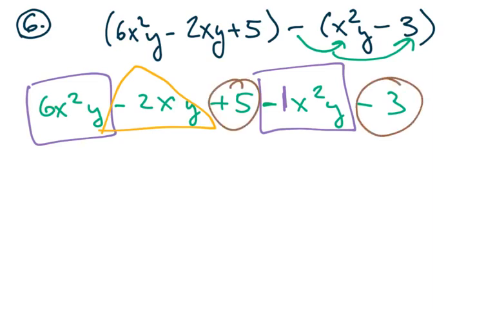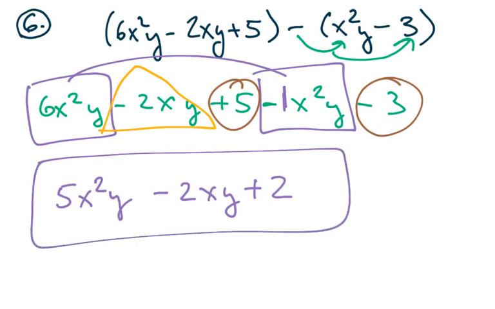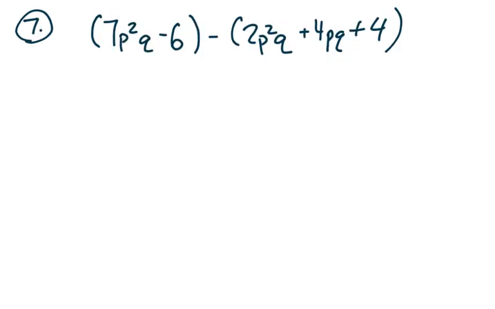So let's put them together. So we have 6 going with negative 1, which gives me 5x squared y. Negative 2xy has no friends, and 5 minus 3 is 2. And there's my answer. Okay? Apologize, I should have done the negative 2xy in yellow, and then the 5 minus 3 in brown, so it stays color-coordinated. But you get the idea. Alright, once more, pause the video, give it a shot, see what happens.